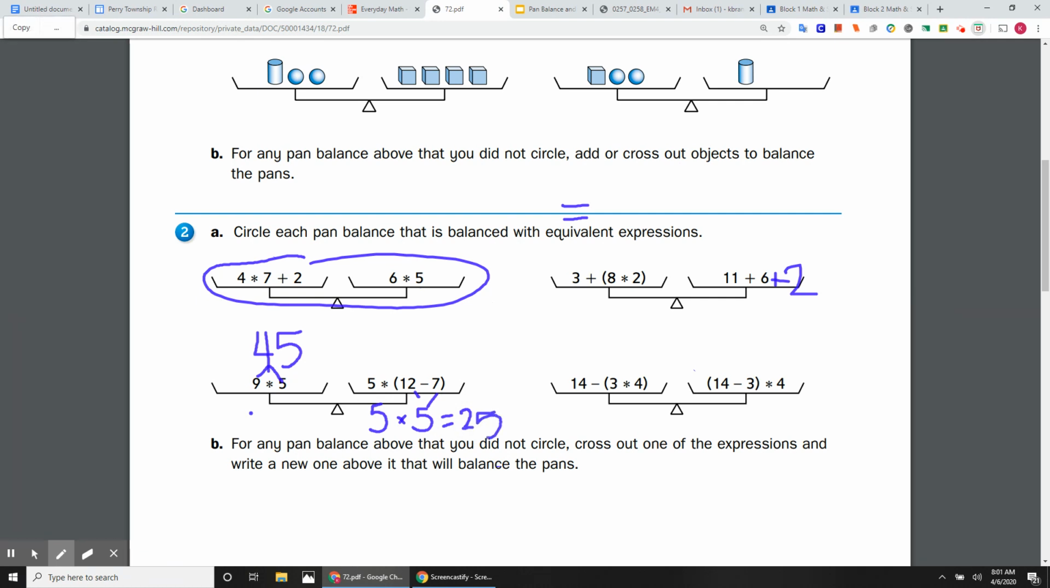So those would not be balanced. We need 20 more to make that balanced. So I'm just going to put plus 20 here. That would make that pan balance balanced.